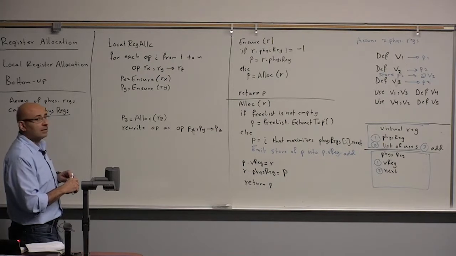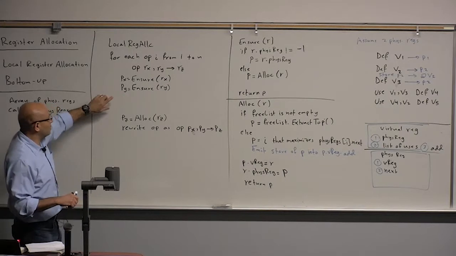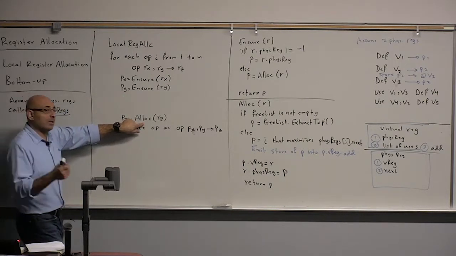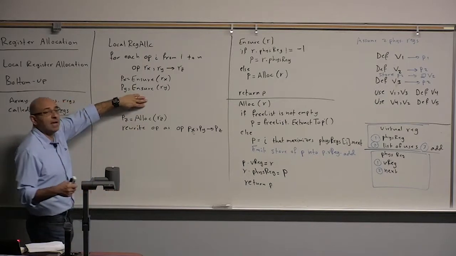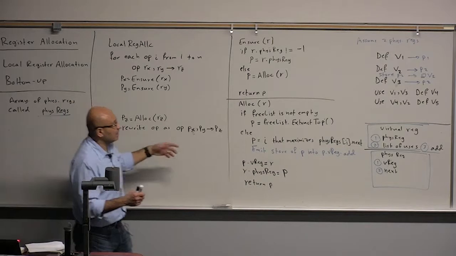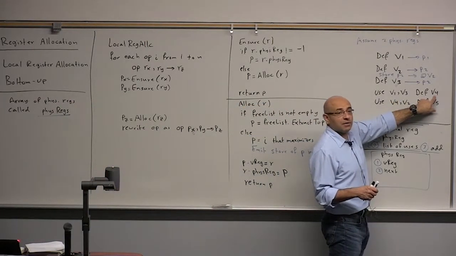After the ensure. Yeah, exactly. So here, after the ensure. Because why after the ensure but before the alloc? Because we will need it for the alloc. So the point that I'm trying to make here is that we need to free after the ensure but before the alloc. Because now here, without this, we will not find a register for this.